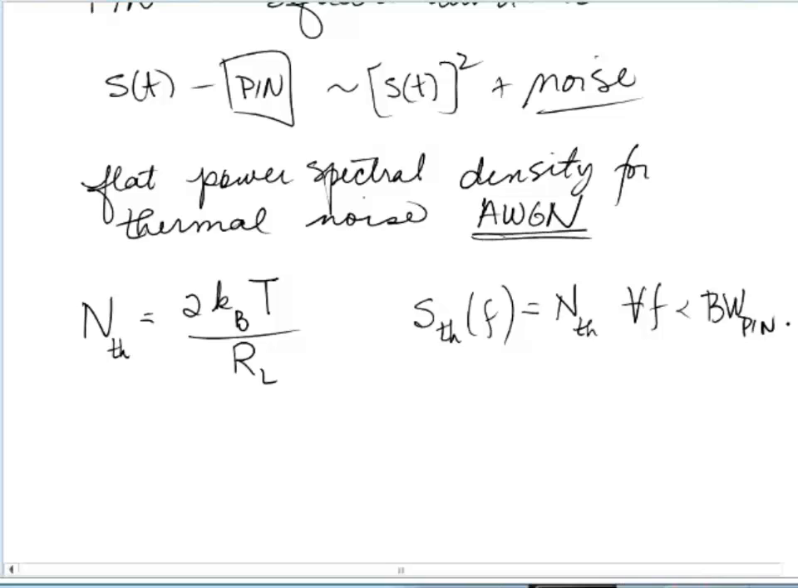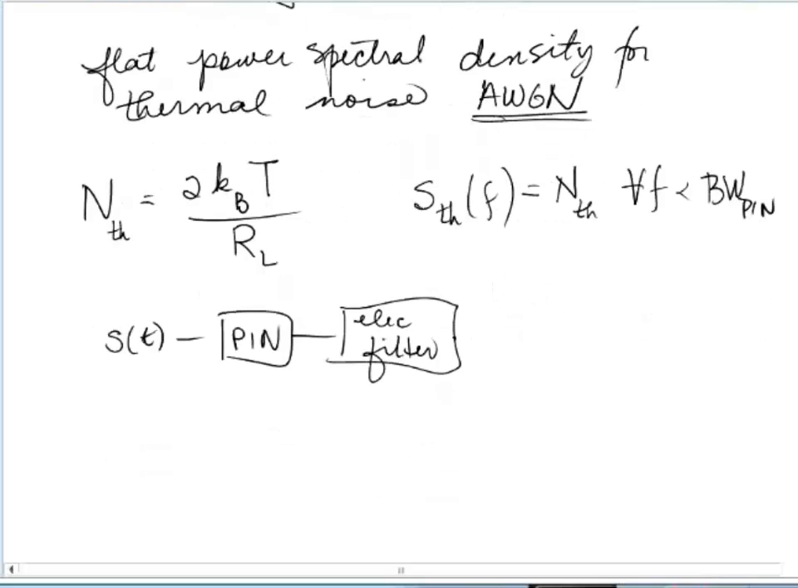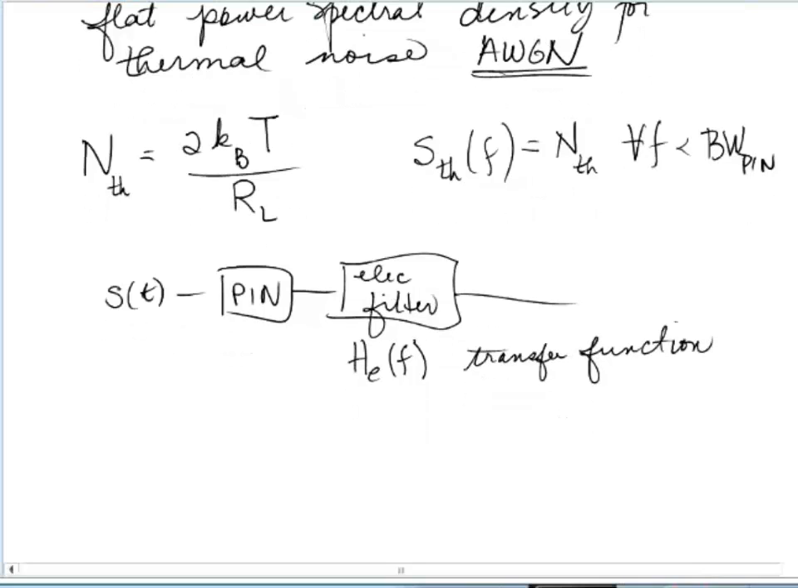In most cases, electronic receivers will have a narrower bandwidth than the photodetector. So typical systems will take our signal, which comes in and goes into a PIN, but then we'll also put in an electrical filter to limit this wideband noise and only let in an amount of noise which is necessary. Our electrical filter will have a bandwidth of its own, and this bandwidth will be selected so as to not cut off the signal, but to cut off as much noise as possible. So we'll characterize this electrical filter by its transfer function. We'll call it H_E of f, the electrical transfer function.